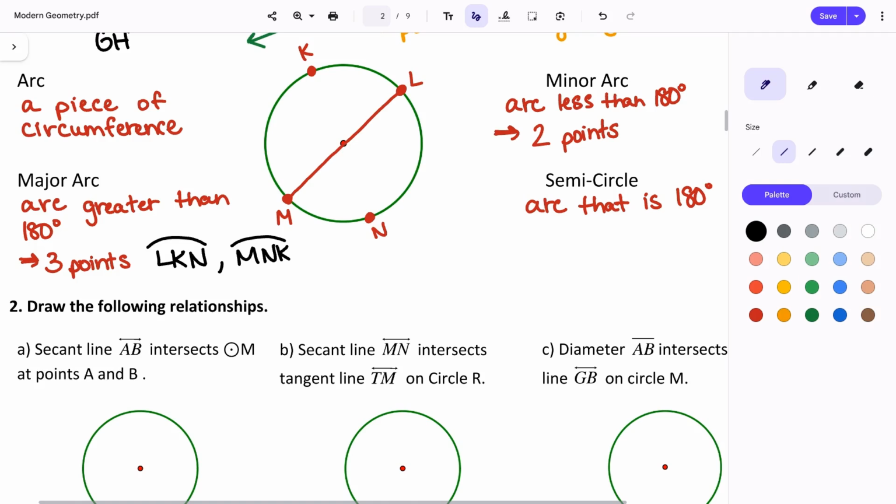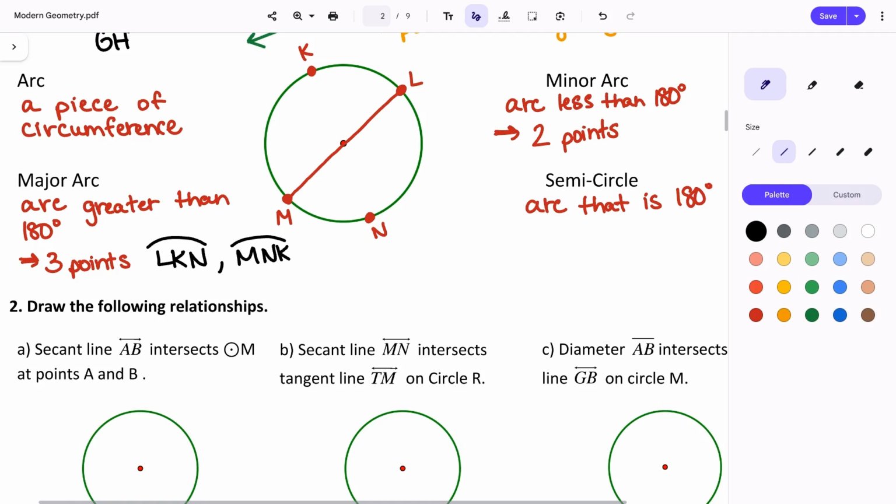MLN would also be a major arc, so you could have gone that way with it too if you wanted. But you need 3 letters to name a major arc, and when you're actually starting to find measurements, which we'll be doing in the next couple of days, then your number should always be bigger than 180. So if you name something where the name is giving you 3 letters and you put down something like 45 degrees, that should almost be a way for you to realize something about that is wrong. I maybe went the wrong direction or something.